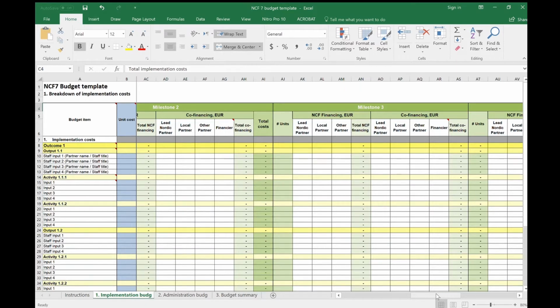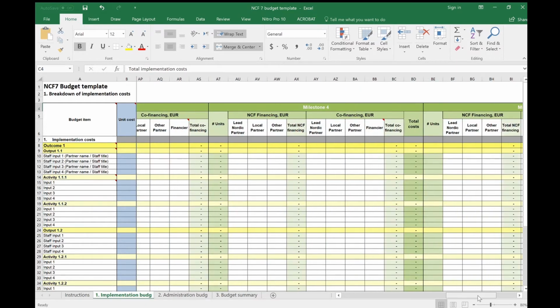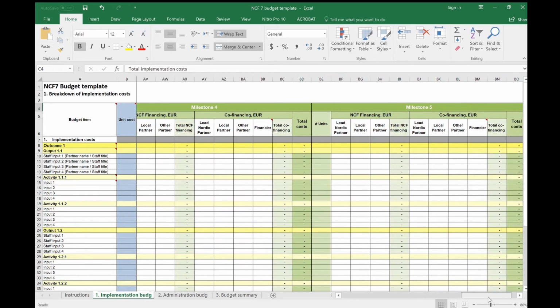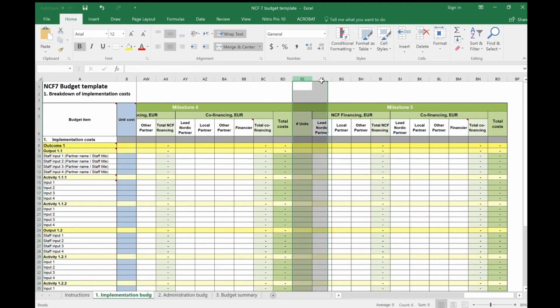The standard template has 5 milestones. Depending on the number of milestones in your project, you should adjust the number of milestone tables in the template.